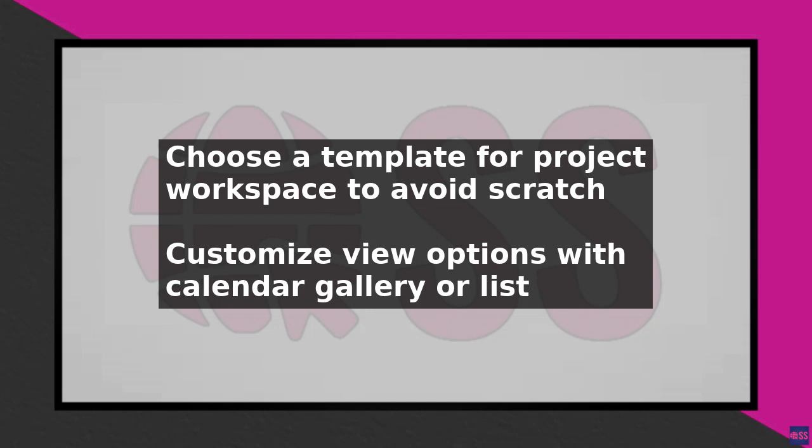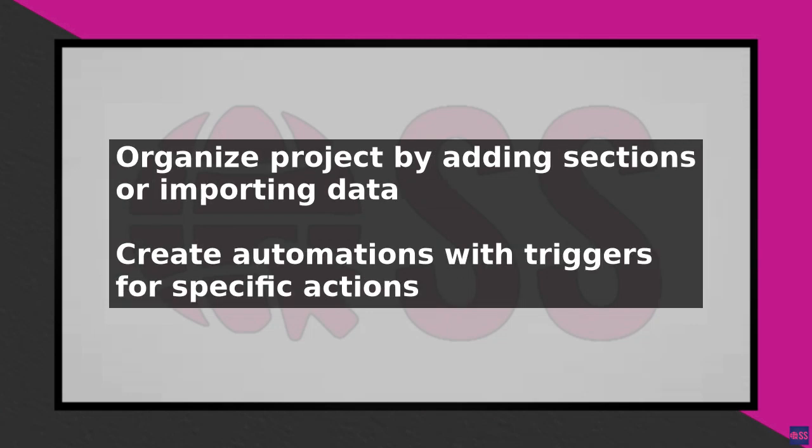To organize your project, you can add more sections, create a blank table, or import data from another source. You can also add automations, known as triggers, which set off specific actions. For example, you can send an email when a form is submitted. To do this, click Add Trigger, choose the event, and then select the action.